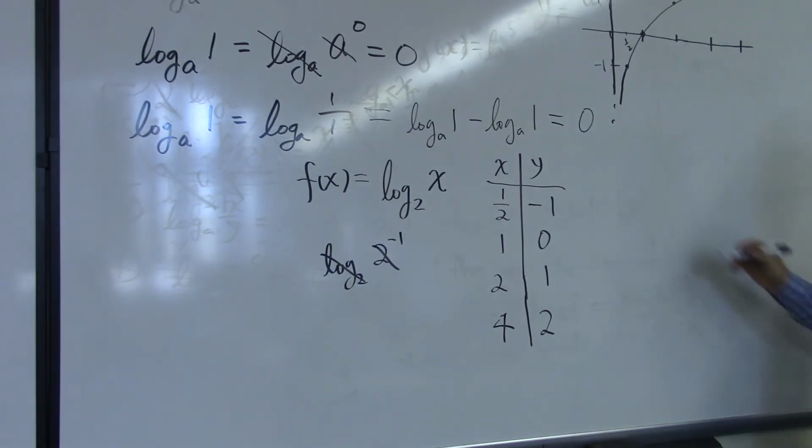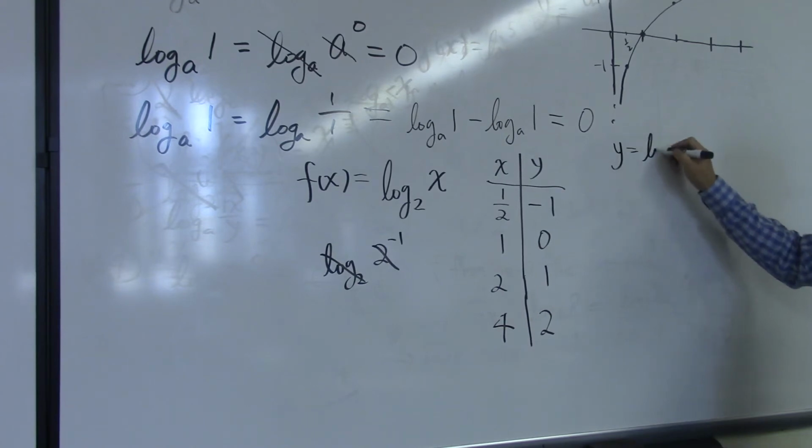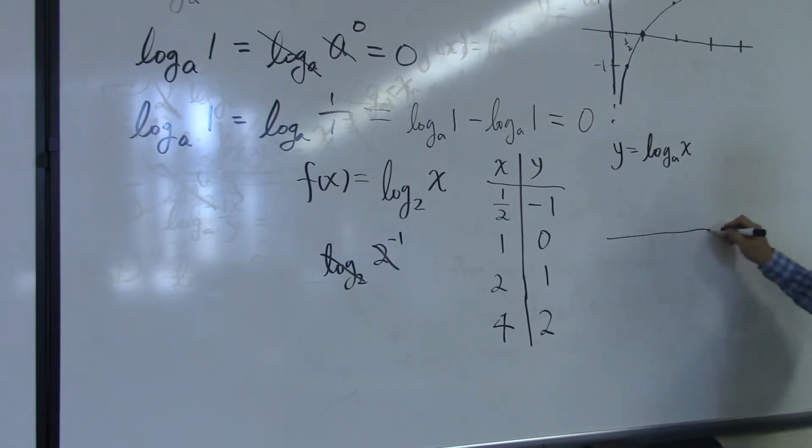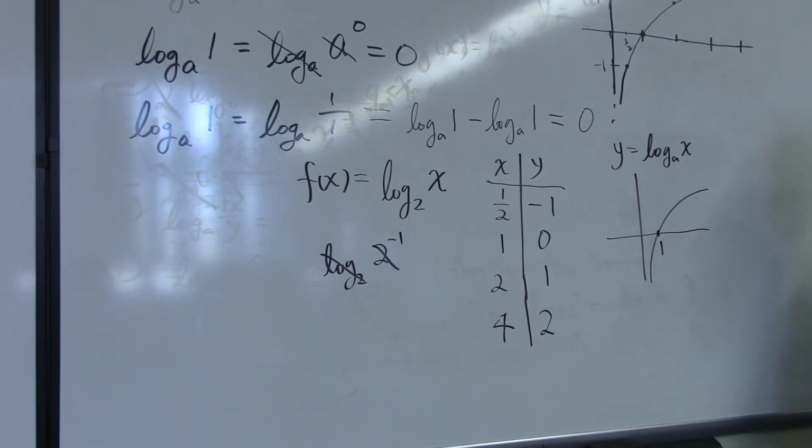And in fact, in general, y equals log a of x has a graph that looks like this, with this point being 1. And here we are assuming that a is bigger than 1. If a is less than 1, this graph flips. But that one you can handle by the base change formula, and I don't want to go into too much detail with that. Okay? Just remember that logarithmic graphs look like this, with the asymptote at the y-axis, and the x-intercept is always 1.